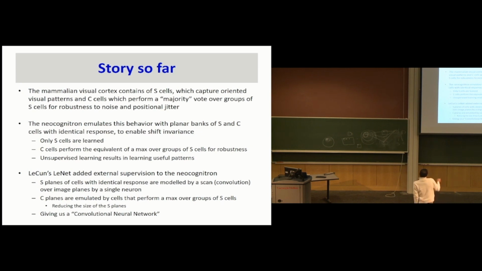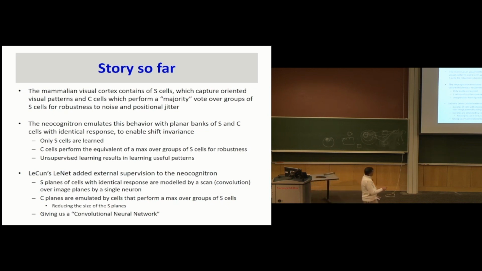So the neocognitron emulates this behavior with planar banks of S and C cells with identical responses to enable position invariance. And only the S cells are learned. C cells perform the equivalent of a max over groups of S cells. And unsupervised learning results in the detection of useful patterns. You basically end up performing some kind of clustering.